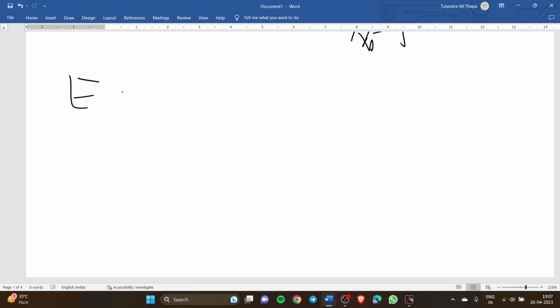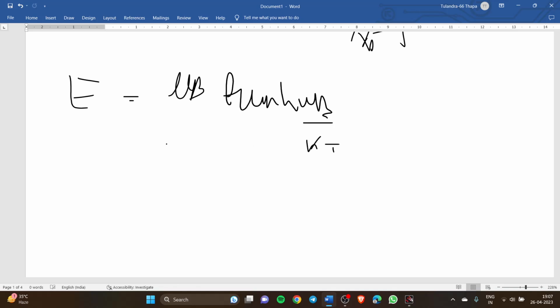Then we have the formula for energy. Simply, energy is equal to minus mu B tanh of mu B upon kT. And then we have the formula for S, or entropy. The entropy formula is very easy: S is equal to k log Z plus E bar upon T, where E bar is the average energy. And then we have the formula for chemical potential, but I don't remember it.